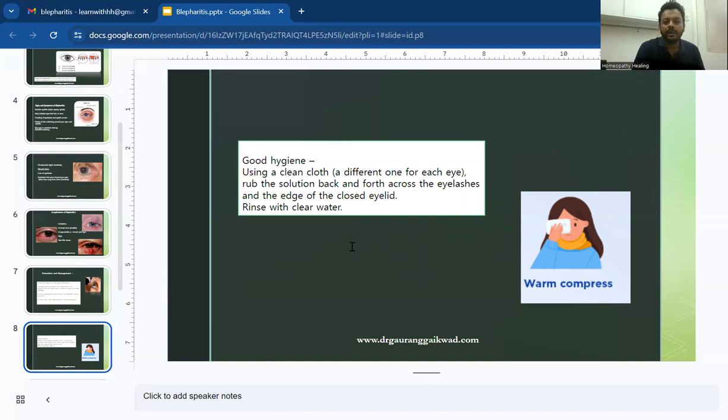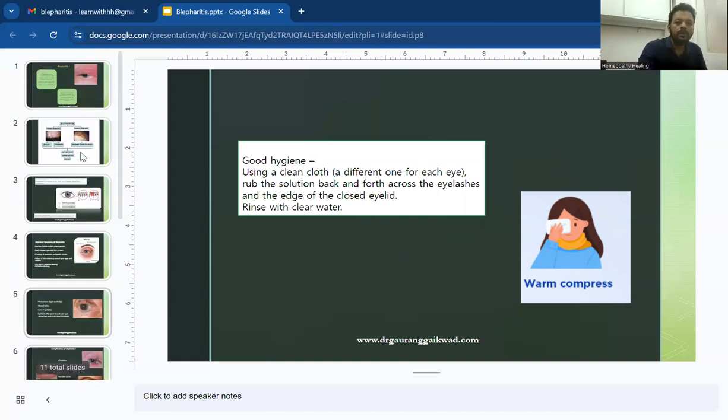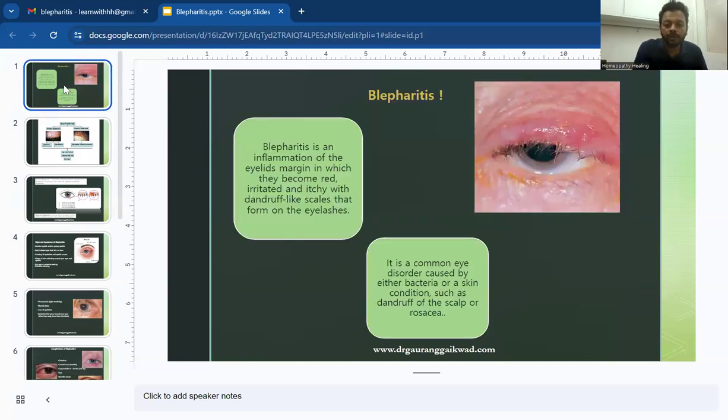Hello and namaste, and I hope that all of you are doing well. We are talking about an important topic today, blepharitis, and especially about the homeopathic strategies in it.